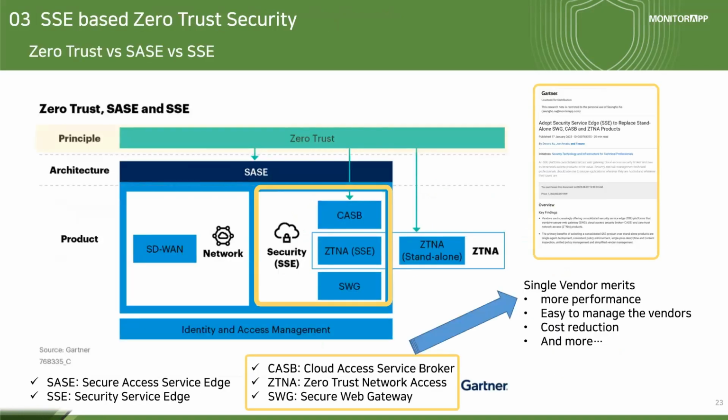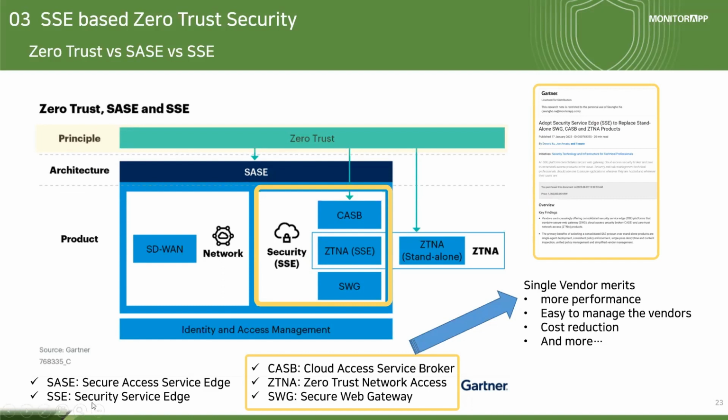So as I mentioned, Gartner announced the concept of SSE and ZTNA in 2021. According to Gartner, SASE is an architecture, and it consists of an SD-WAN-based network part and an SSE-based security part. So the important part will be the SSE, and we will focus on the SSE part.